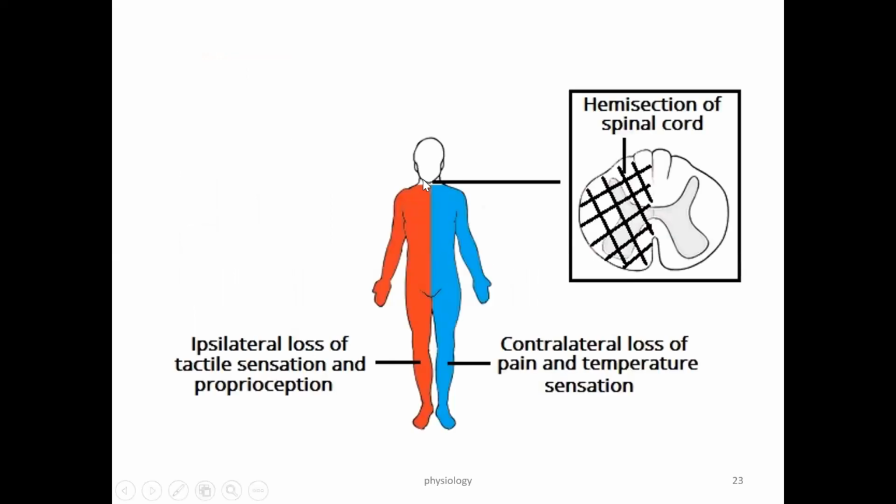Suppose there is damage in the cervical vertebra, the right side of the cervical vertebra. So what happens in that case? There is an ipsilateral loss of sensation, that is the right side, which is called ipsilateral, the same side. If there is damage to the right half of the cervical vertebra, there is also an opposite, that is contralateral, loss of pain and temperature sensation. Now, why does this take place?